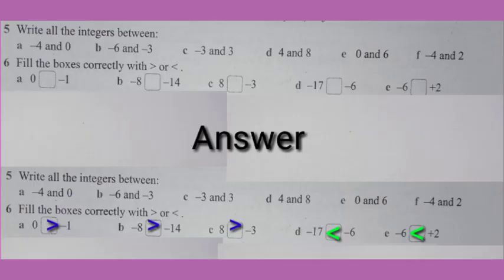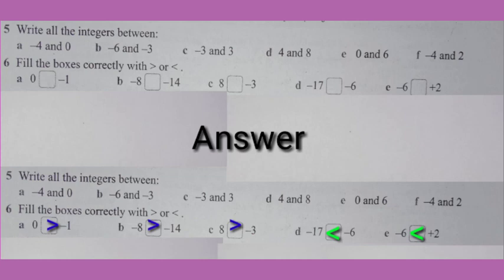And question number 6. Fill the boxes correctly with greater than or less than symbol. (a) 0 and minus 1. Here the answer is 0 is greater than minus 1. (b) minus 8 and minus 14. Here the answer is minus 8 is greater than minus 14. (c) 8 and minus 3. Here the answer is 8 is greater than minus 3.